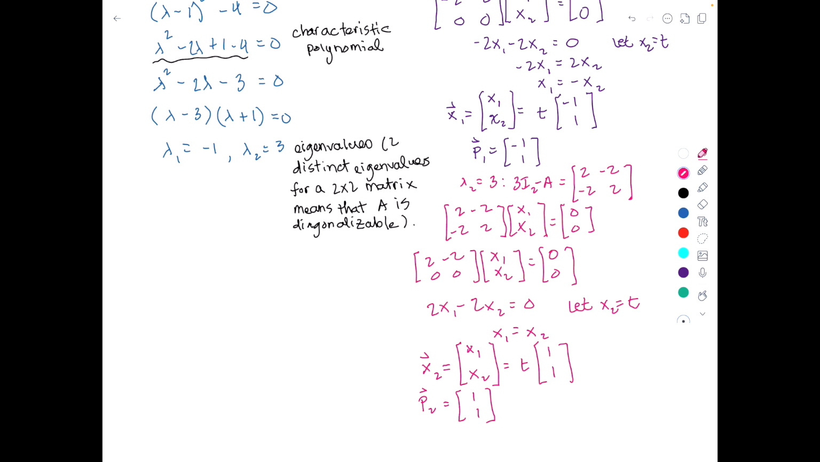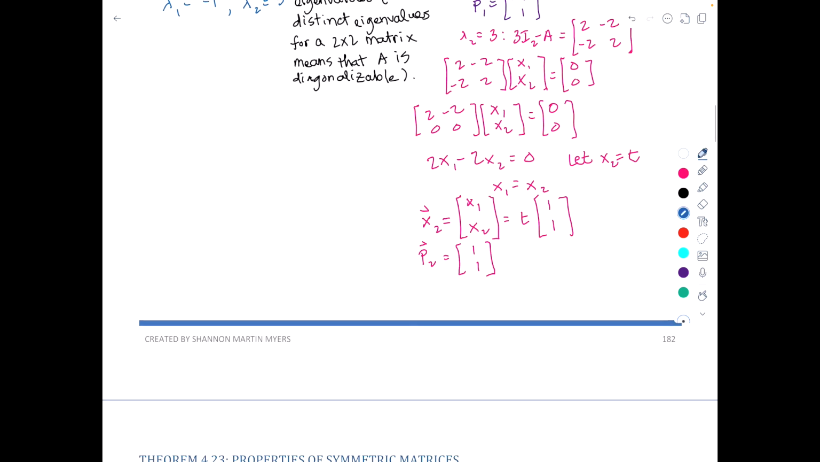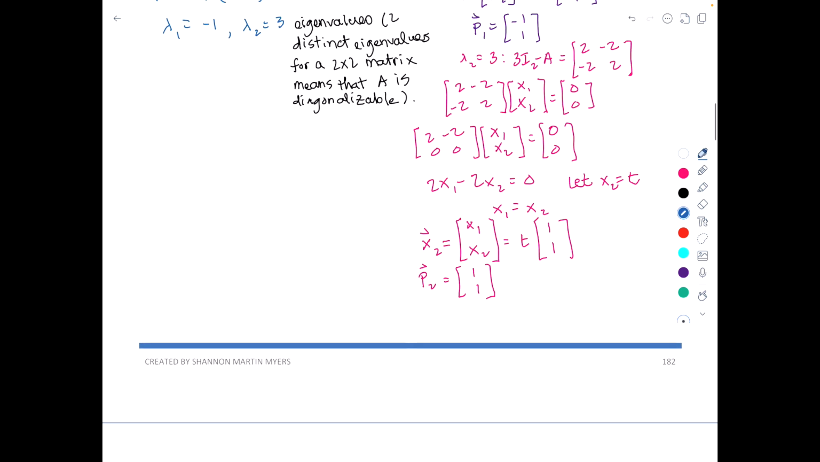Excellent. So now our matrix P, I'll write it in black here, so P is equal to P1, P2, which was negative 1, 1, and 1, 1, going as columns.